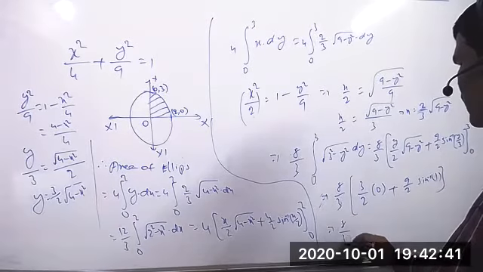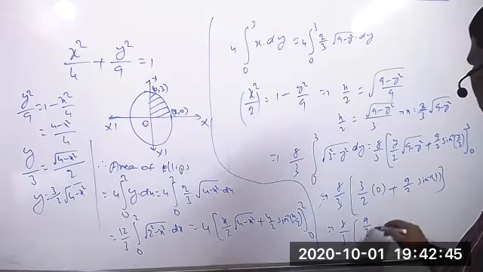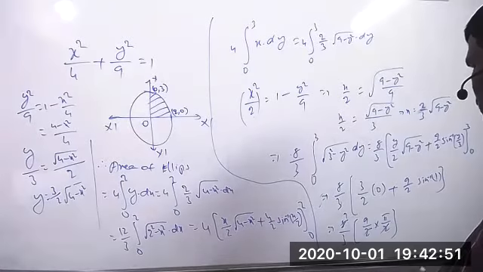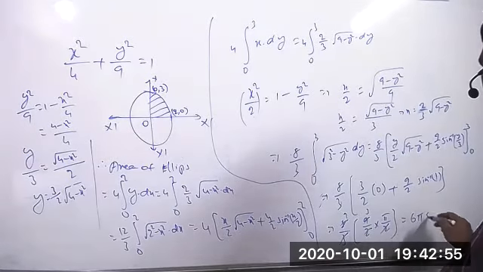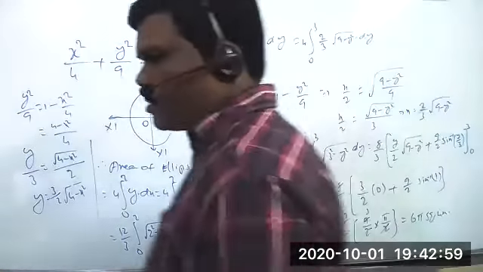So 8 by 3 into 9 by 2 into pi by 2. 2 twos are 4, 4 twos are 8, and the 3 cancels in this number 3 times. So 2 threes are 6, into pi square units. This is what we got by taking the limits on the y-axis.